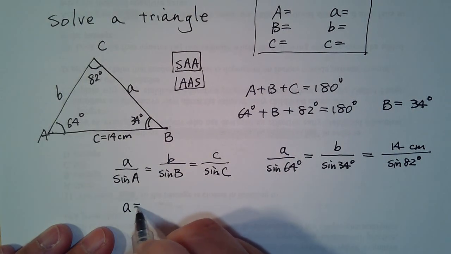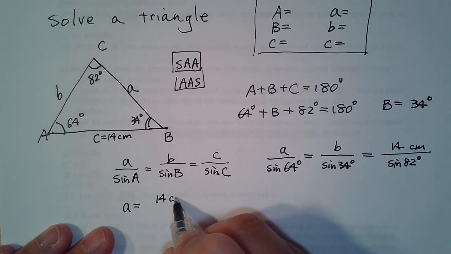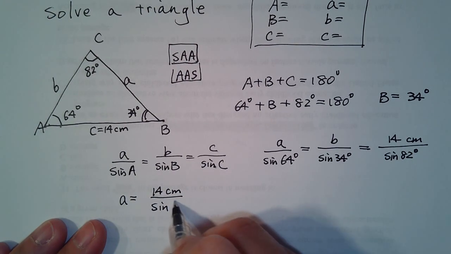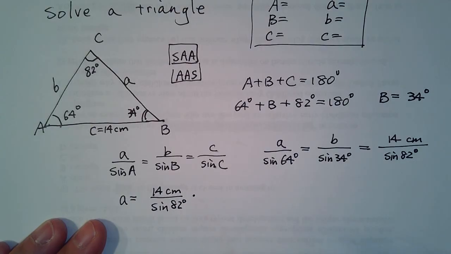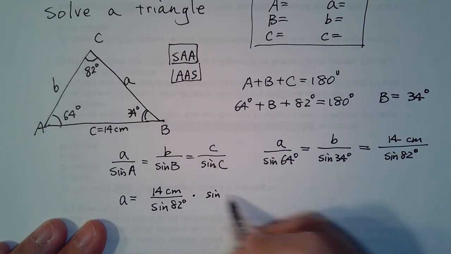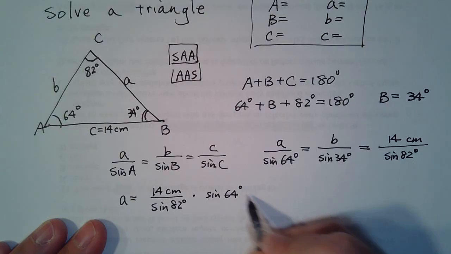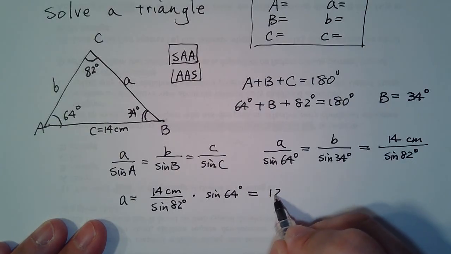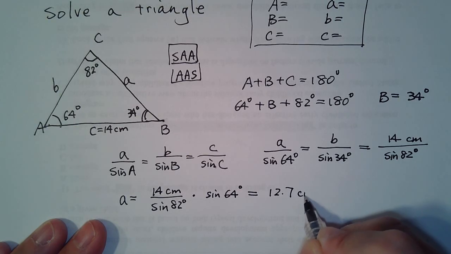So I know my A is going to be 14 centimeter over sine 82 degree multiplied by sine 64 degree. If you have the calculator, you will get the answer 12.7 centimeter.